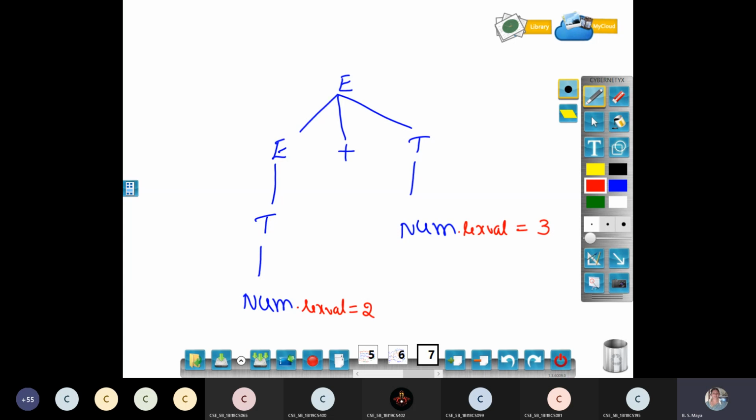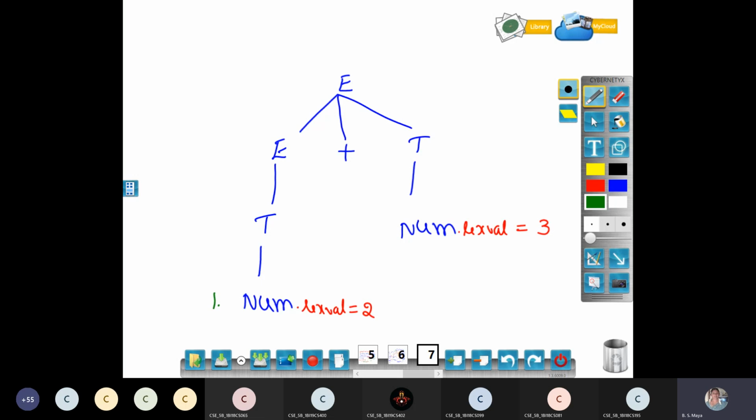Okay, now, any doubt? I'm computing which node first? I'm computing first num.lexval as 2, right? Next, I want to write the evaluation order also. Topological sort, I want to write it. Topological sort means how my evaluation goes on: which node should be calculated first, which node second.